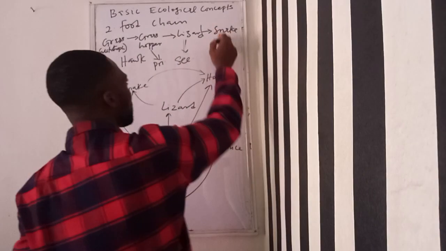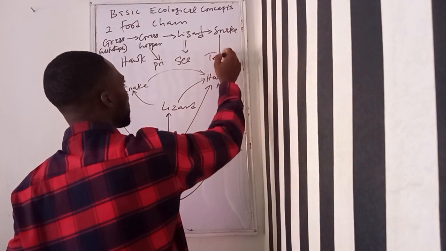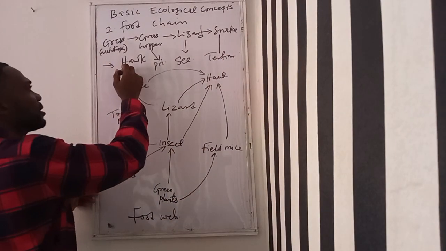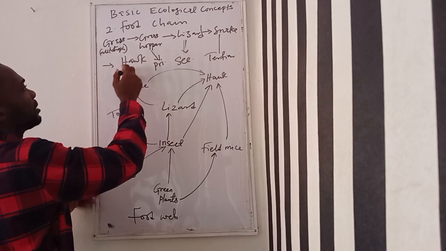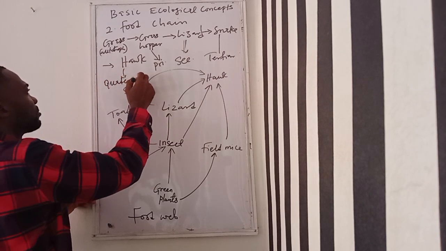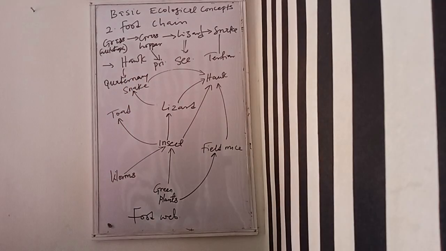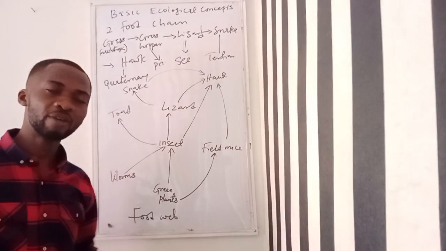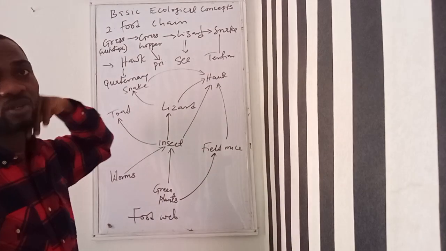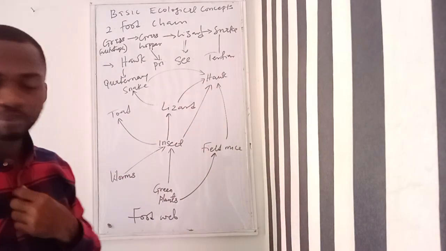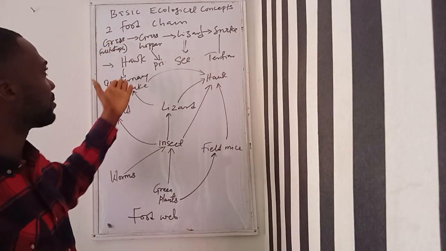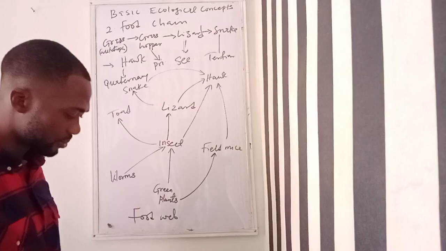Then the snake, of course, is referred to as the tertiary consumer. Then is now hawk. Most people are familiar with primary, secondary, and tertiary, and that's correct. But we still have the one they call the quaternary consumers. So in this food chain that we have drawn, hawk can now be referred to as the quaternary consumer.